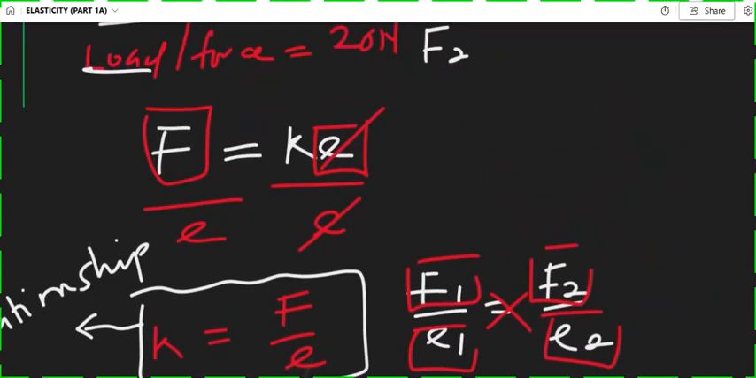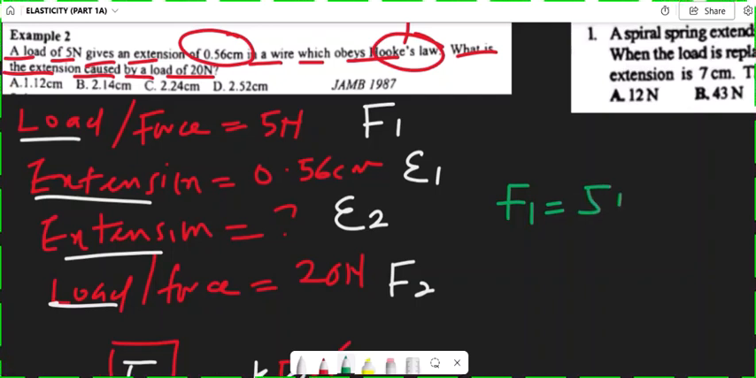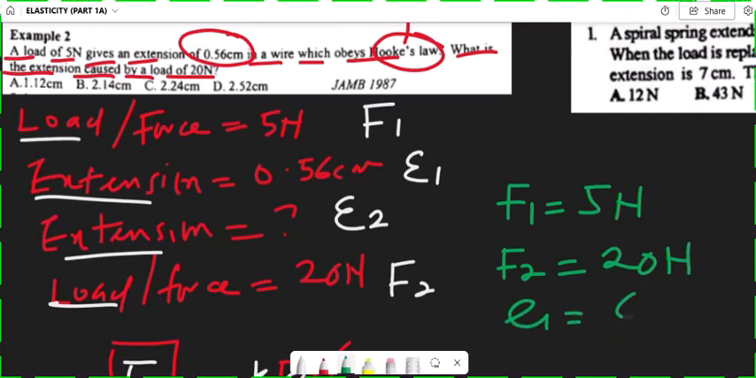Now let's go on to the parameters given to us. From the parameters given to us, we are given the value for F1. Our F1 is given as 5 Newton. Likewise, F2 is given as 20 Newton. While the extension, our E1, is given as 0.56 centimeter.